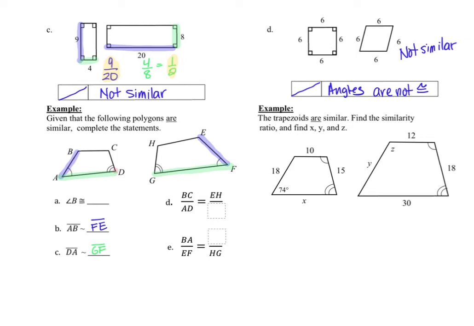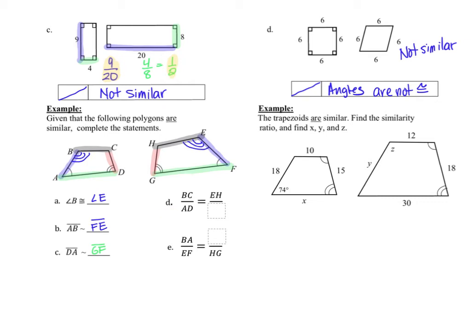So I know that side DC is going to be similar to GH, and that CB is going to be similar to HE. Now I can find angle B a little bit easier. So angle B is where the blue and the black are highlighted and where those meet at this vertex. So what angle would that be in a larger polygon? That would be angle E. So B is congruent to E.